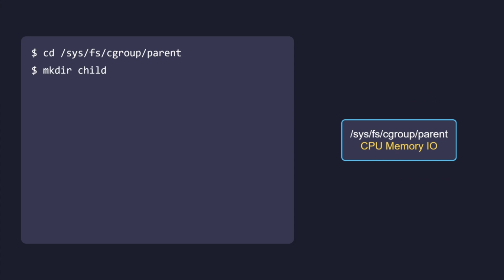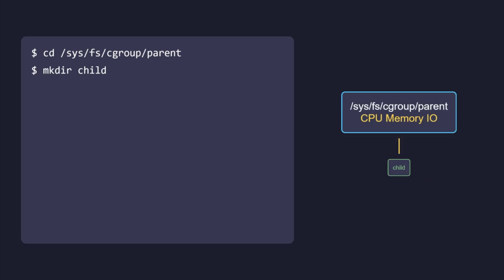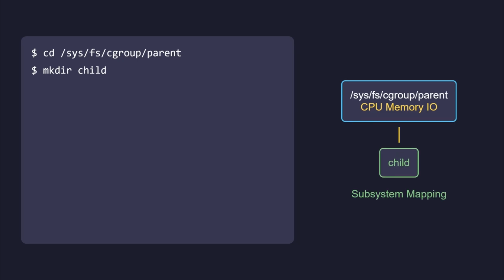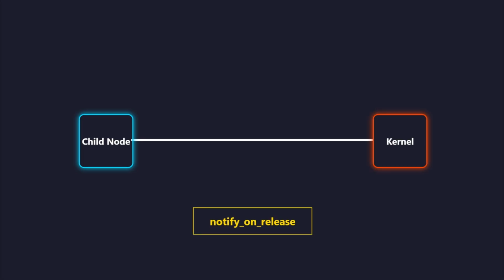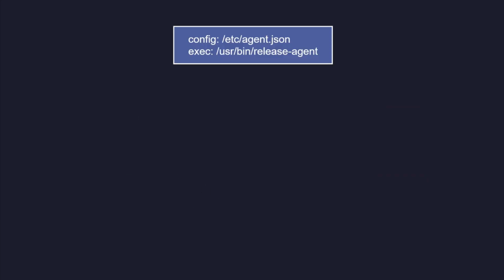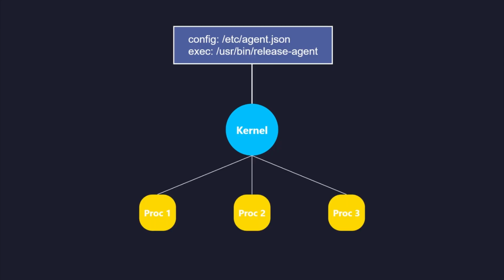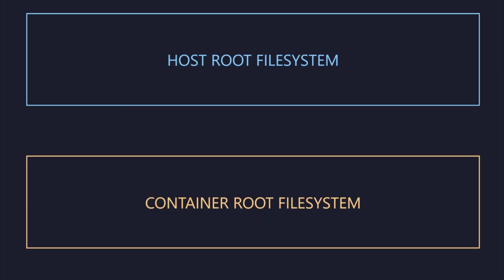Inside this newly mounted control group directory, we use the make directory command to instantiate a child control group node, which inherits subsystem controls. We must configure this child node to notify the kernel when it becomes empty. We achieve this by writing the character 1 into the notify on release file. The release agent configuration file specifies an executable path that the host kernel will run automatically as soon as the last process in our child group exits.